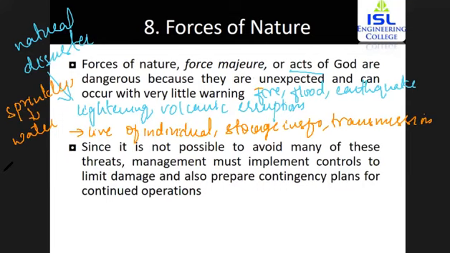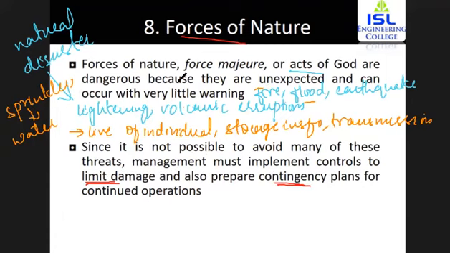If a flood occurs, a lot of water is going to come in within the organization. It can also destroy the infrastructure, whereas fire also destroys the infrastructure. So these different calamities are not only a threat to the life of a particular person, but also to all the data that is being stored. As it is impossible to avoid any of these natural disasters, the management must implement controls so that they can limit the damage, and also prepare contingency plans for continued operation.